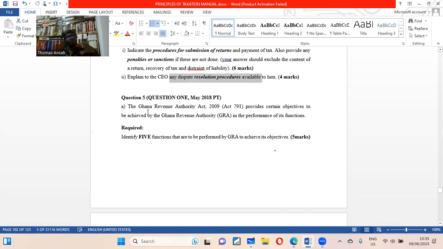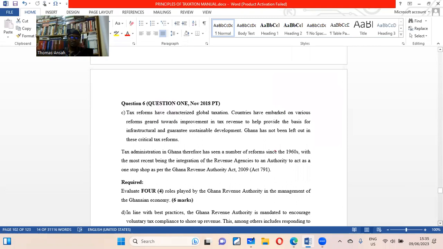The appeals board decision equates to that of a high court, so probably you can go to a higher court. All right. And this one says functions of the GRA. I mean, that's what we started with, just to let you see the kind of question that drops.